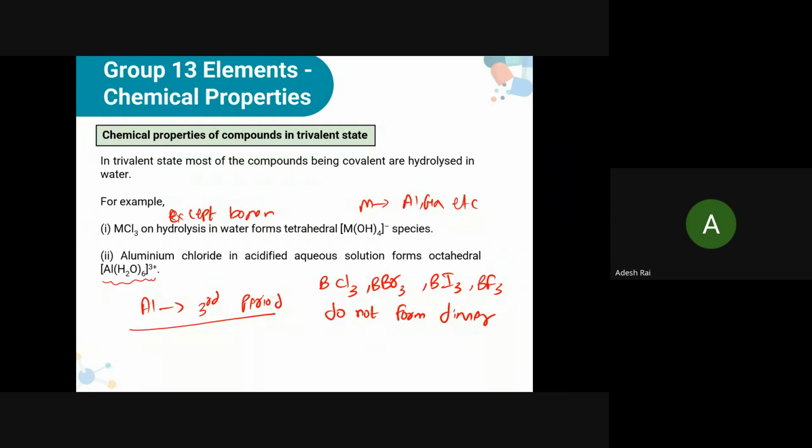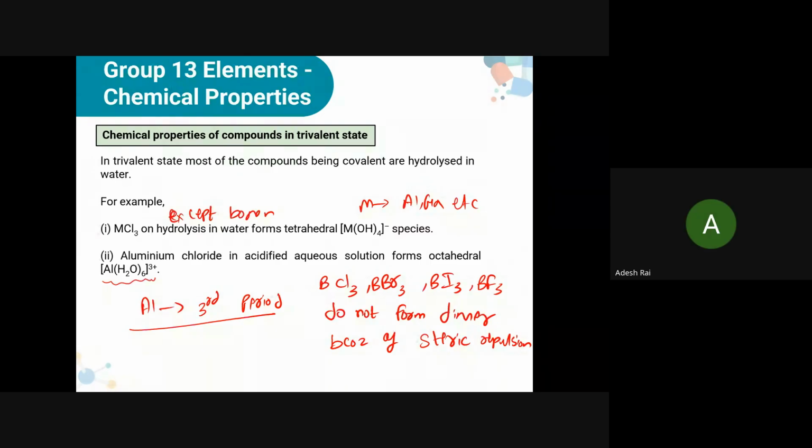Because boron has small size, so what will happen because of that? Steric repulsion will take place. If it tries to undergo dimerization, then the side atom sizes are very high. Chlorine, bromine are high in size, and boron has very small size. So steric repulsion will take place. Therefore, it won't undergo dimerization. Is that clear? The reason is steric repulsion. Please remember this.